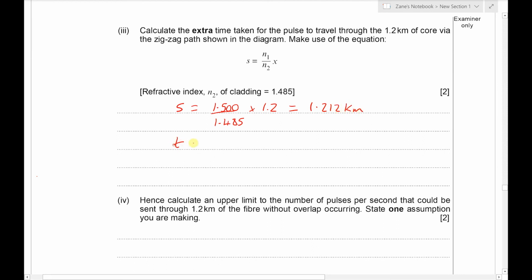We can find the time for this path in exactly the same way. So we're going to do 1.212 times 10 to the 3 divided by the same speed, 2 times 10 to the 8 meters per second, because remember that the light is travelling through the core, and that will give us 6.06 microseconds. And then the difference in time, the extra time, is the 6.06 microseconds that we've just worked out, take away the 6 microseconds for the original path, and that will give us an answer of 0.06 microseconds.